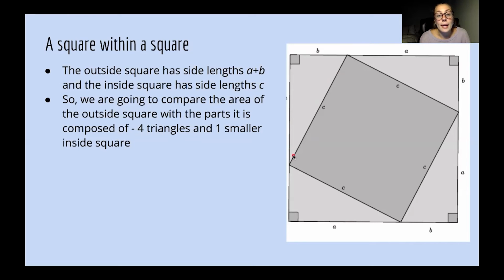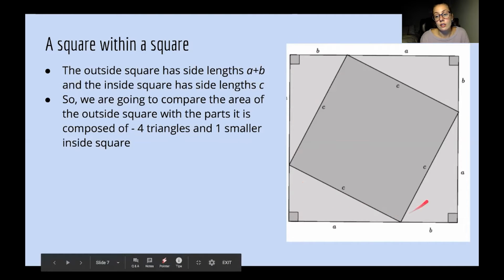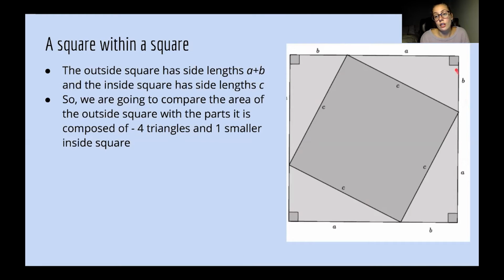So we are going to compare the area of the outside square with the parts it is composed of: 4 triangles and one smaller inside square. So we have one triangle here, one triangle here, one triangle here, and lastly, our 4th triangle. And then we have our smaller square on the inside. And we're going to compare these. We're going to compare the areas. We're going to compare the sides. We're going to compare the angles.